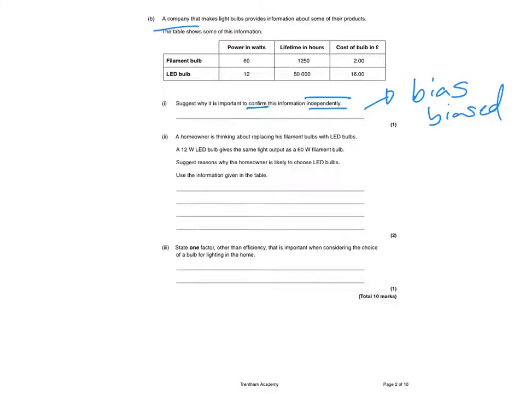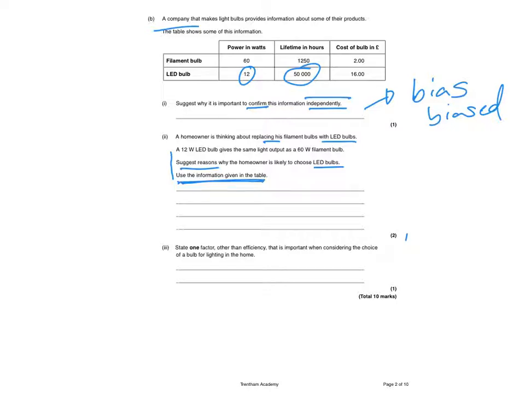A homeowner is thinking about replacing his filament bulbs with LED bulbs. Suggest reasons why the homeowner is likely to choose LED bulbs, but we've got to use information in the table. Well, we've got a couple of reasons. We've got a lower power, and we've got a longer lifetime, and that would get us one of those marks. We've described what we've seen in the table. We haven't really used it yet, though.